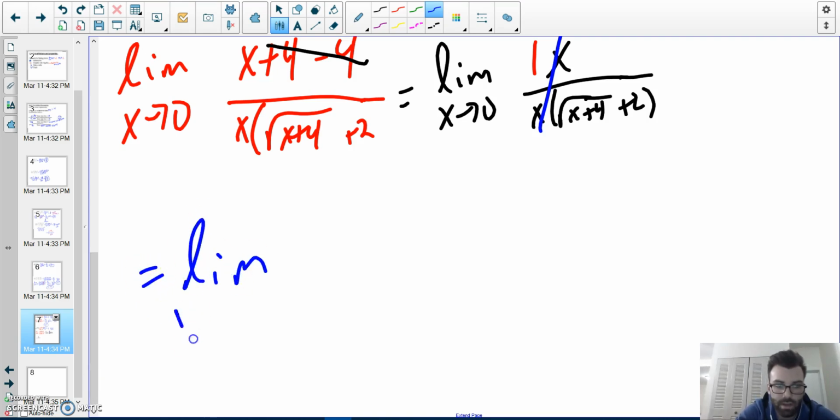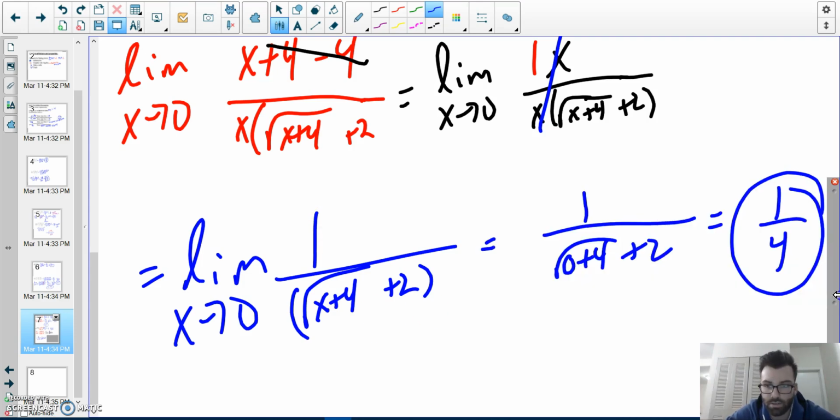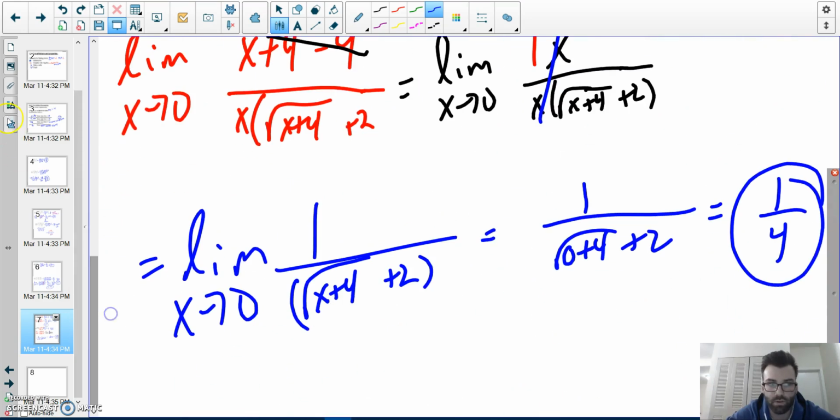Oh my gosh, I'm running out of time. Oh boy, pause it. Kind of panicked there. So I'll have the limit, I'll have 1 over root x plus 2. Plug it in, I get 1/4. This is not always going to happen. Your answer is not always going to be 1/4.